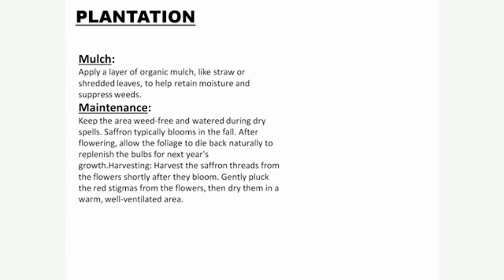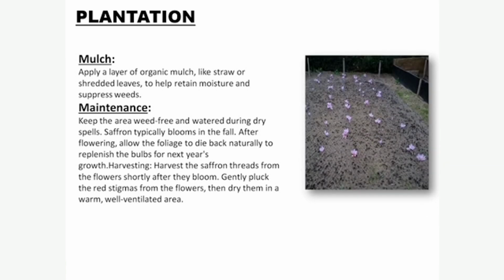After that, we do the harvesting process. We harvest the saffron threads from the flowers shortly after they bloom, and then gently pluck the red stigma from the flower. Then dry them in a warm and well-ventilated area. We see how the saffron flower looks. We see the detailed cultivation process one by one.